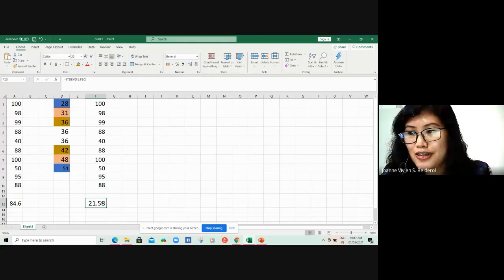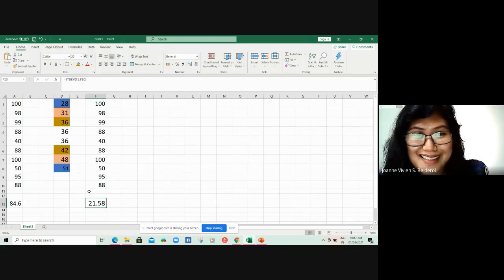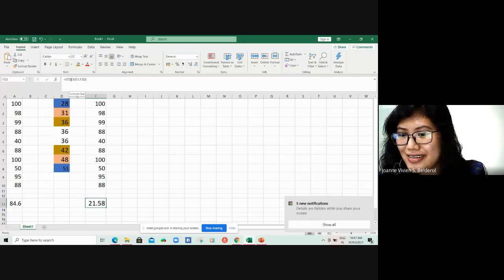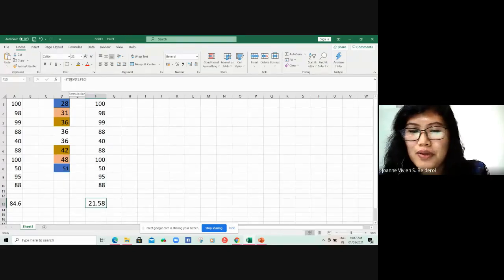Okay, so if you want to go over the manual computation, you can look at our textbook, but for ease, you can just use Excel and type stdev. Okay, is that clear? Yes, ma'am. Yes, ma'am. Now, my next question.